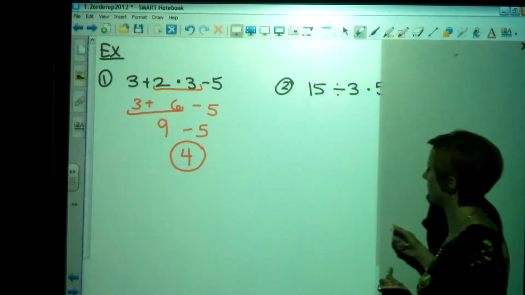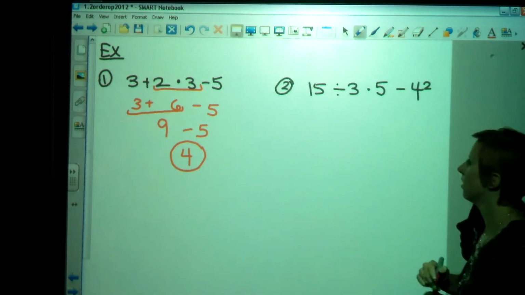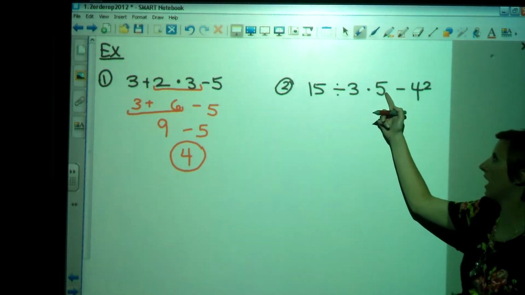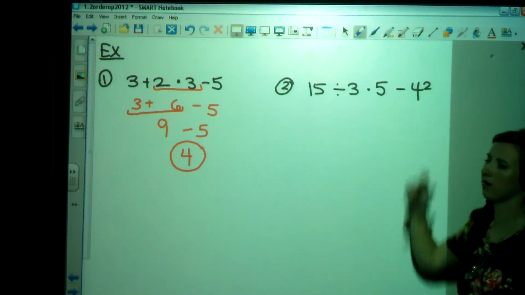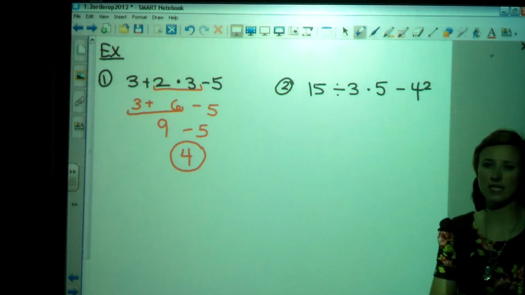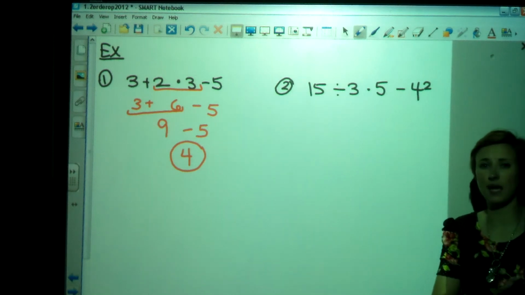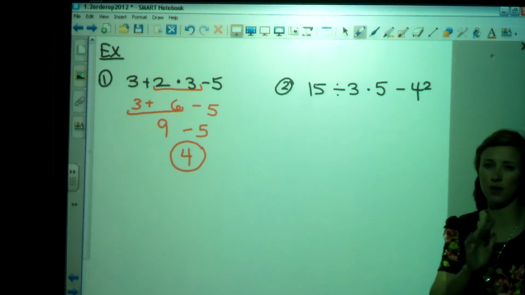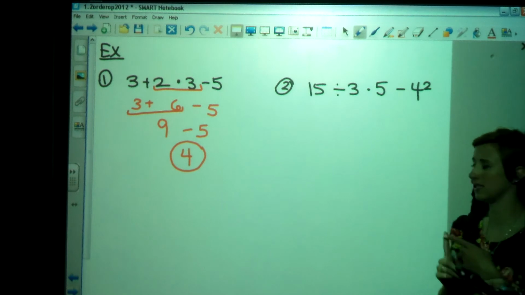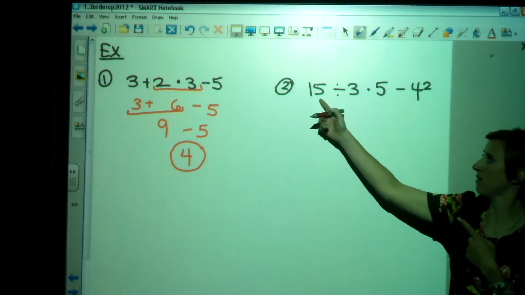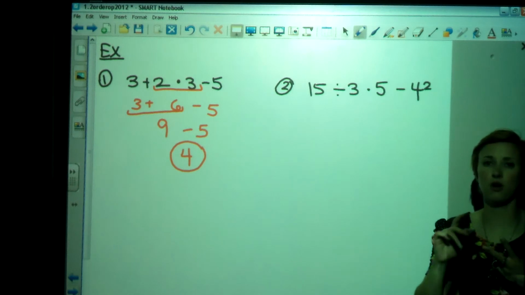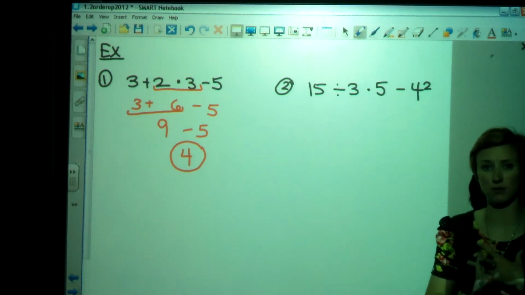Now, moving on to example 2. We're given 15 divided by 3 times 5 minus 4 squared. Once again, we go back to our steps and we look at each one thoroughly. That way we know we don't make any mistakes. So step 1 is parentheses. Do we have any parentheses? No. So we skip it and we move on to step 2, which is exponents.